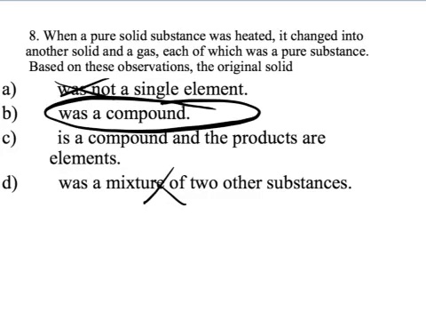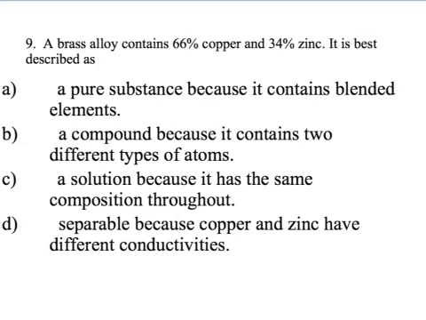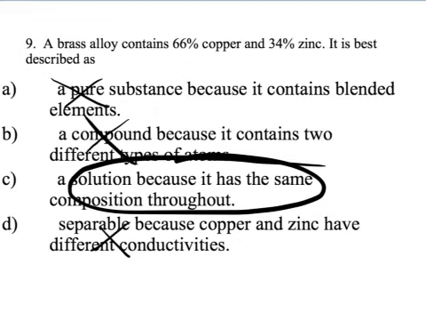The original solid maybe was not a single element, but what we know for sure is it was a compound. Okay? A brass alloy contains 66% copper and 34% zinc. It is best described as... well, a brass alloy, what is it? You've got to think about this. It's not a pure substance, is it? No. Is it a compound? No. It is separable because zinc and copper have different conductivities? No. It is a solution because it has the same composition throughout. And that is the definition of a solution, guys, that it has the same composition throughout. Key thing to know. Again, I hope you're learning. It's very important that we learn as we do, guys.